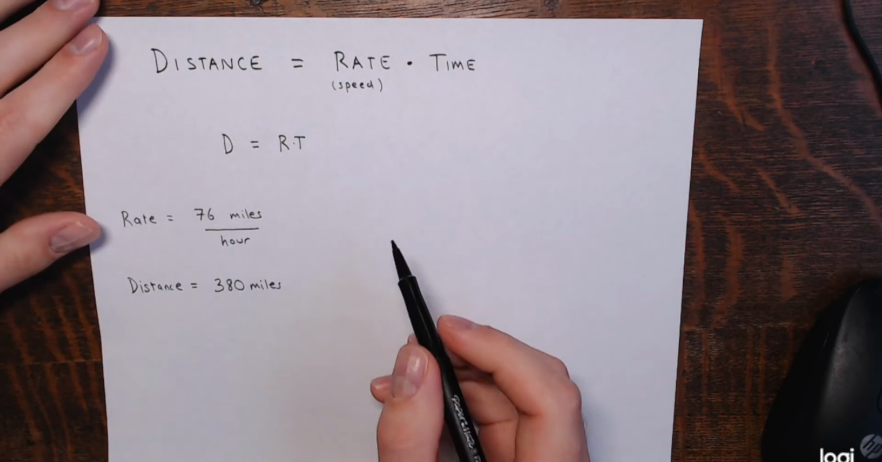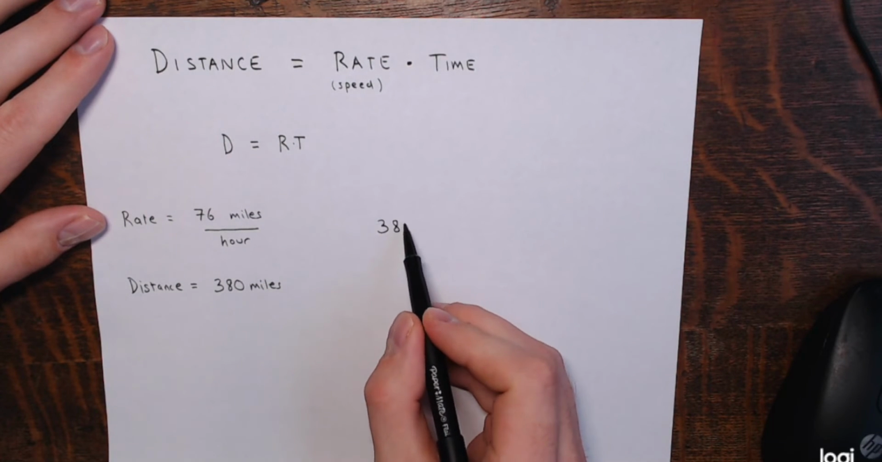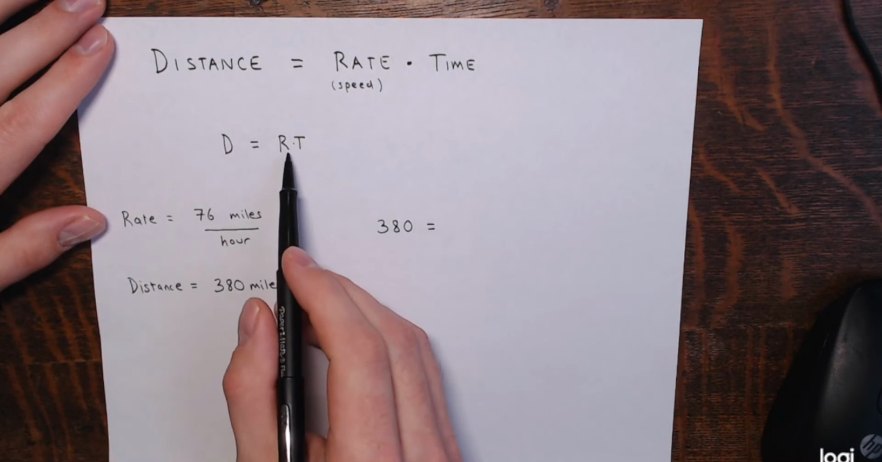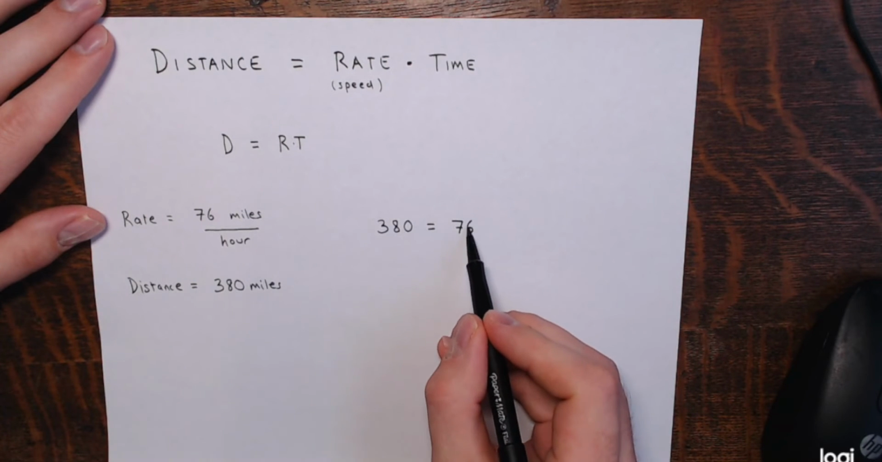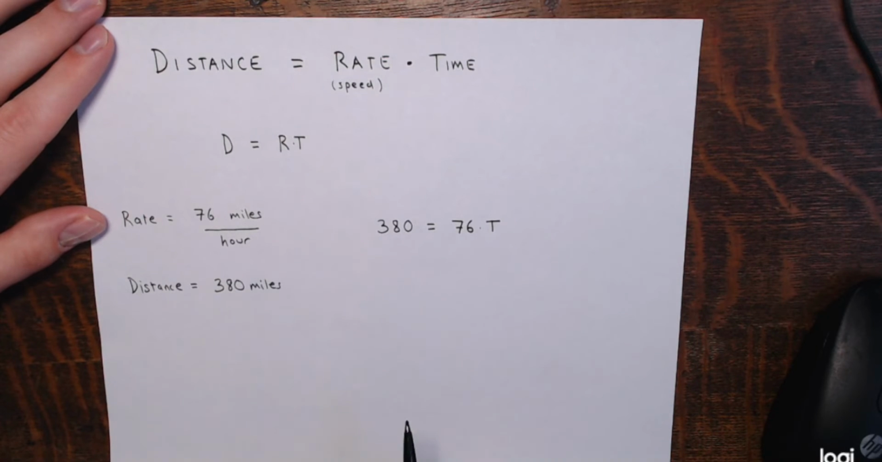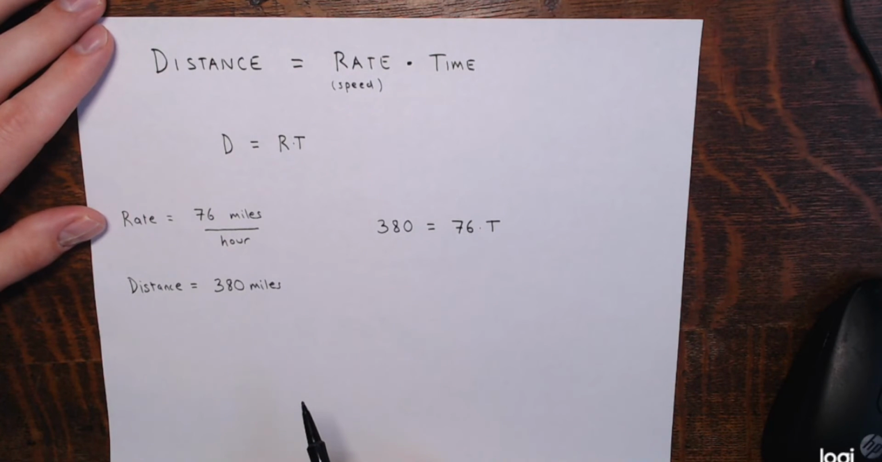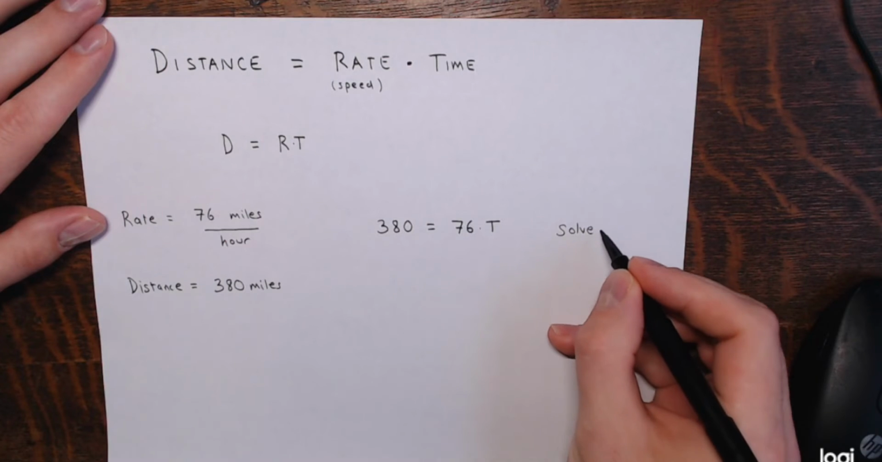So I pop these into the formula. So the left side is 380 miles, right? I'll just write 380. And then equals, the right side is, rate times time, 76 miles per hour. So just 76 times. And then the time, I don't know, I'll just keep calling it t. And then we solve for t to find the time, how long this bus ride took.